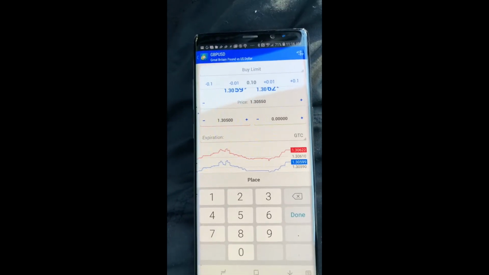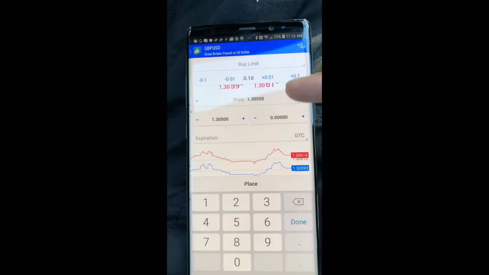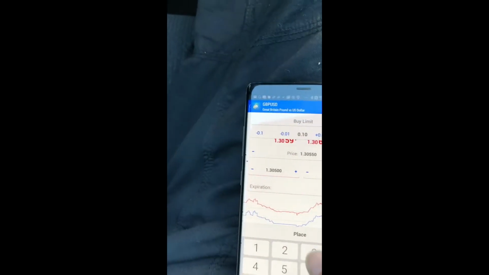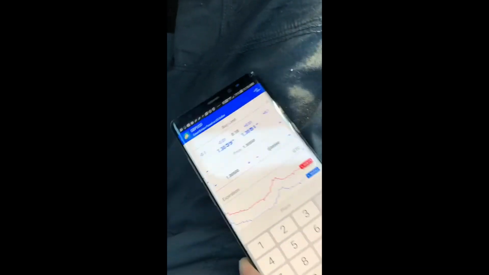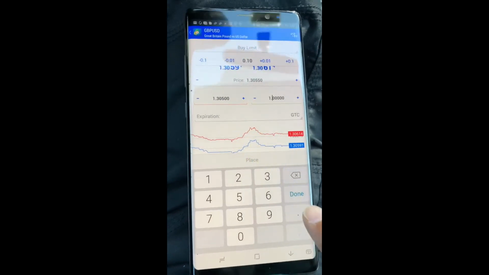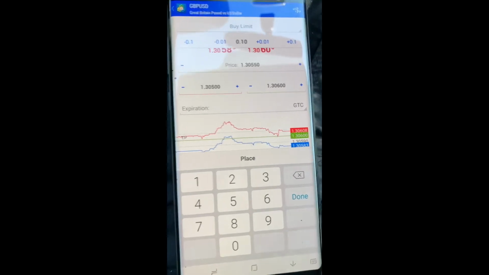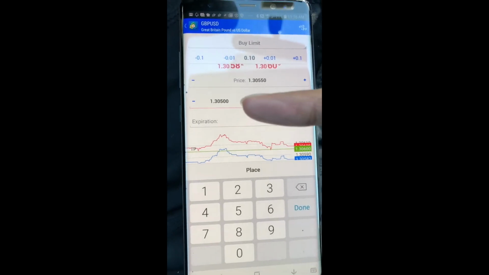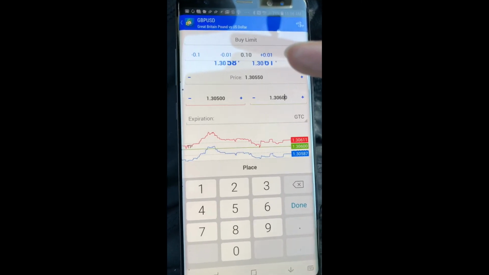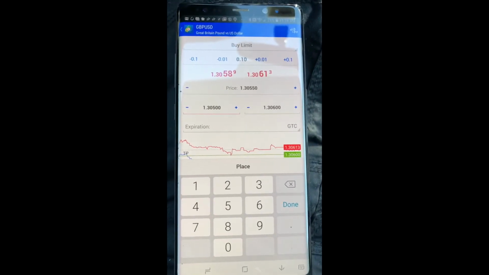So 1.3050. And then once again, because this is a buy order, the target profit has to be above my entry price. So 1.3060. So now my target profit is placed 5 pips above the entry price, my stop loss is placed 5 pips below the entry price, and my entry price is placed below the current price. This is the correct way to enter a buy limit order.